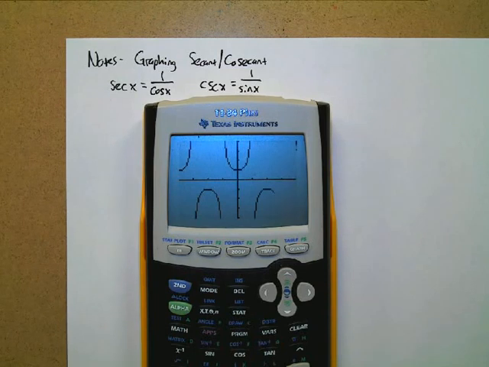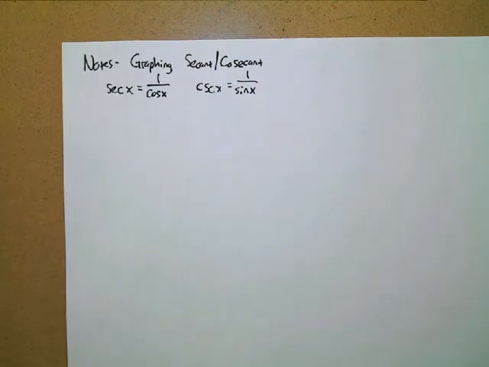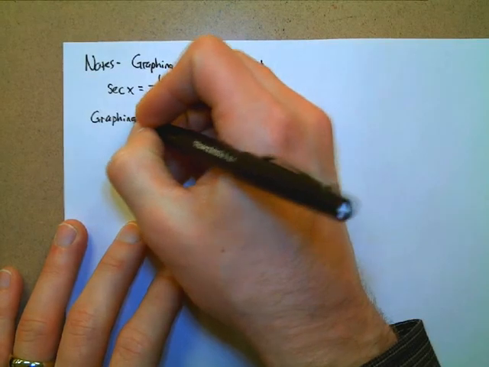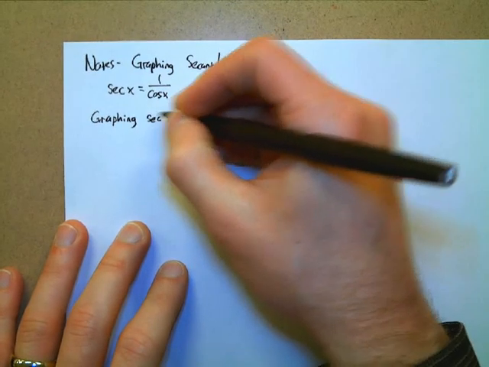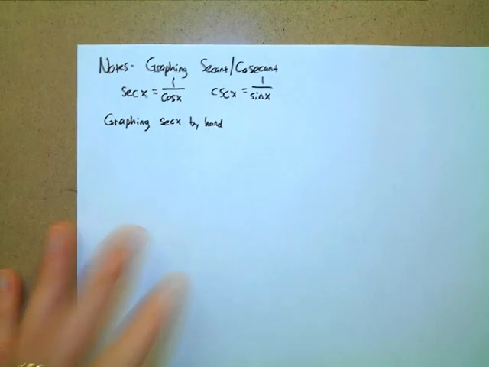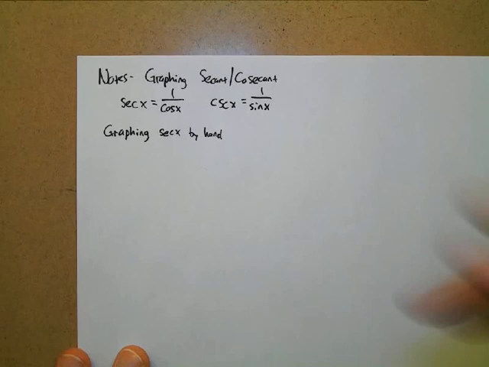And so you're like, how are we supposed to come up with that? It's actually not that bad, and I'll show you here. So how do we graph this secant of x by hand? Well, again, we graph secant of x by thinking in terms of the reciprocal of cosine.